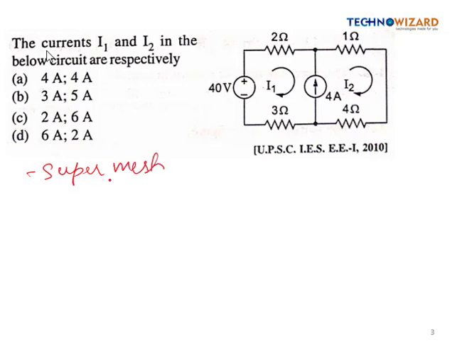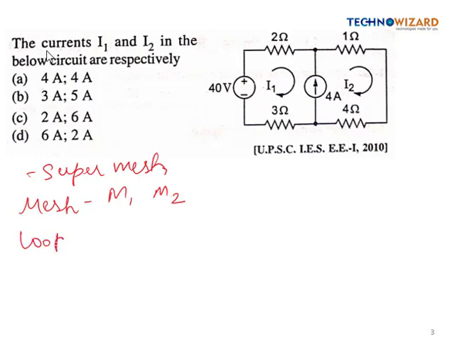A super mesh is a network in which a current source is present in between the two meshes. So let's first understand what is mesh and what is loop. A mesh is the smallest possible loop which does not contain any inner loop. So this is one mesh and this is another mesh which don't contain any inner loop. So here two meshes are present, which are M1 and M2.